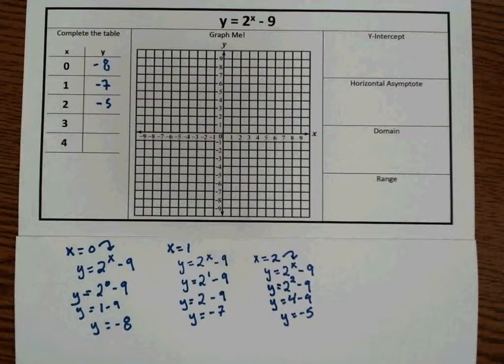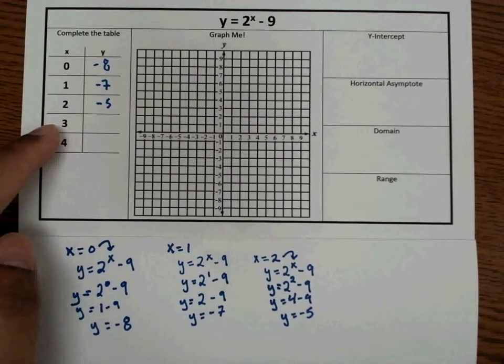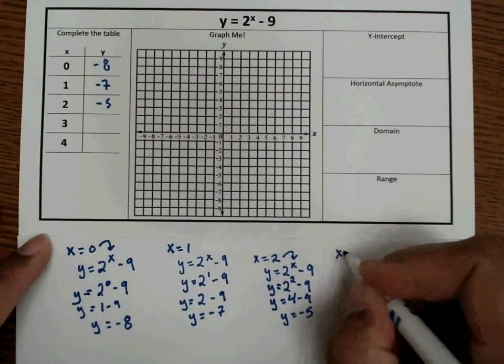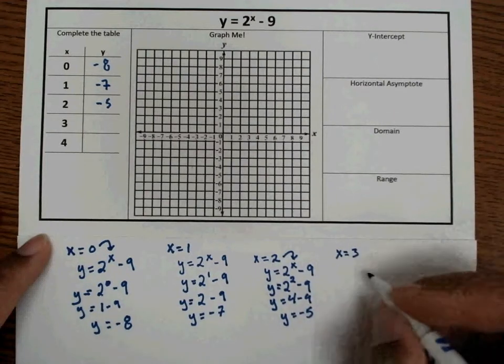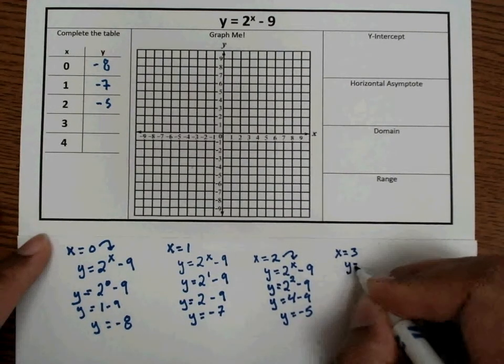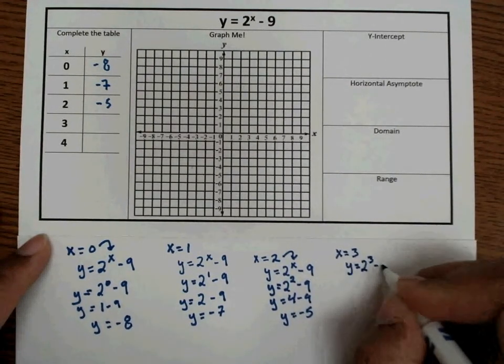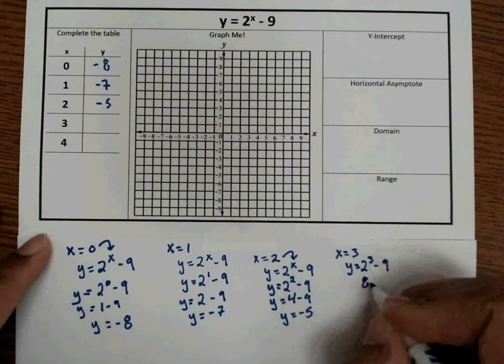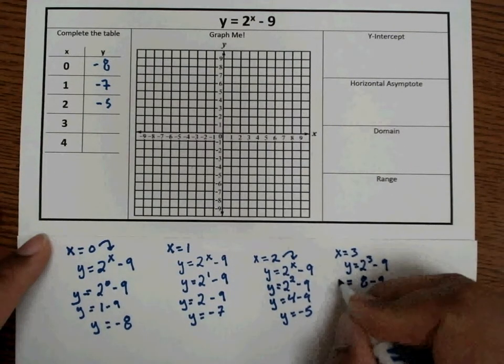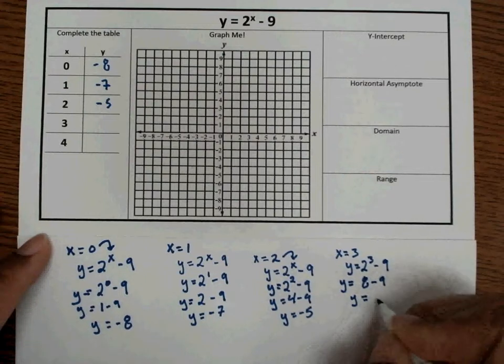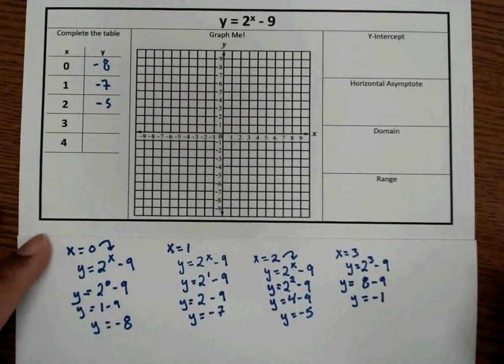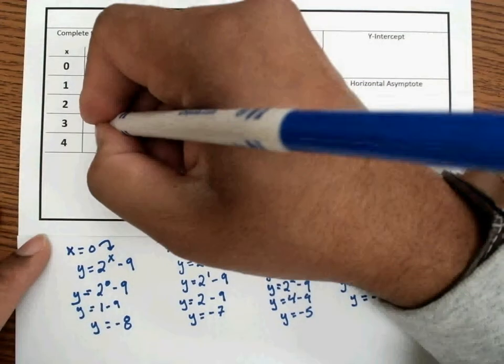And then what do you think we're going to do now? We're going to plug in 3 for x. So now we have x is equal to 3. So I'm going to go ahead and put in 2 to the third. And 2 to the third is 8. And 8 minus 9 is -1. So I'm going to go ahead and write -1.